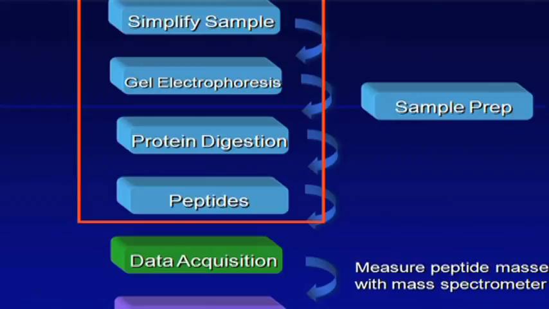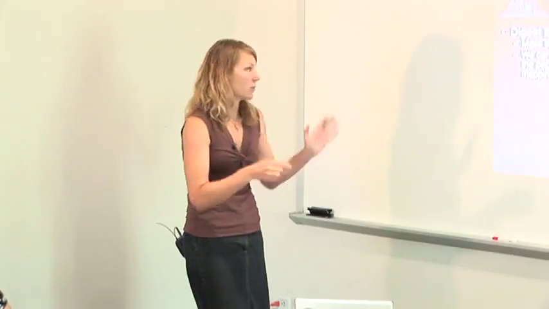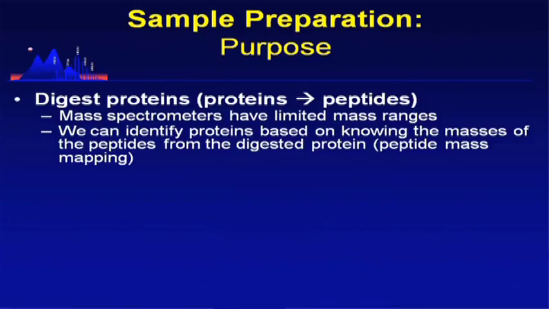But the key here is that we need to simplify the sample, and I'll talk a little bit more about why that's important in a little bit. The other key step in your sample preparation is protein digestion. So we're going to talk about that in more detail right now. Digest your proteins, what does that mean? It means we're using an enzyme to break our protein into smaller pieces called peptides. And the peptides are what we're actually going to measure in our mass spectrometer.